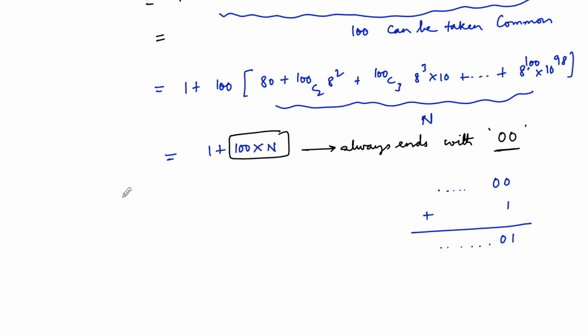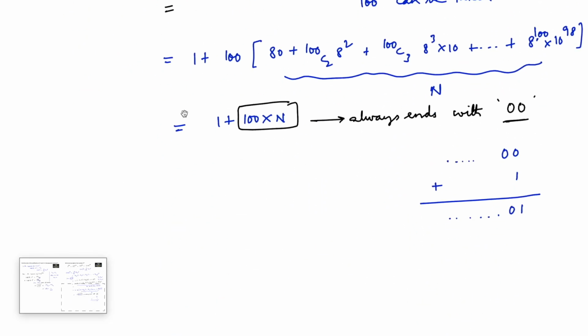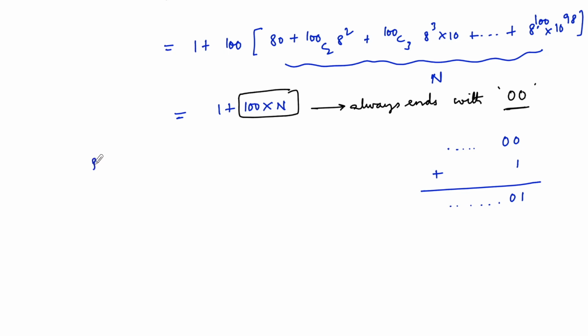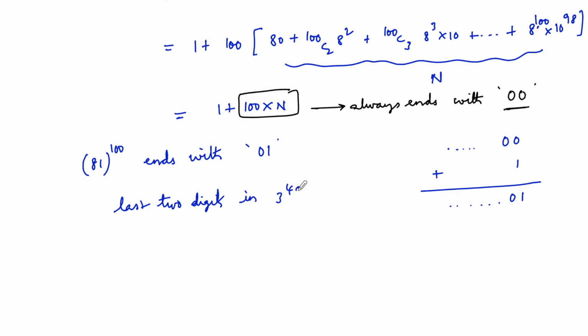So we can say (1 plus 80) whole power 100, that is 81 power 100, ends with last two digits 0, 1. So therefore the last two digits in 3 to the power 400 are 0, 1.